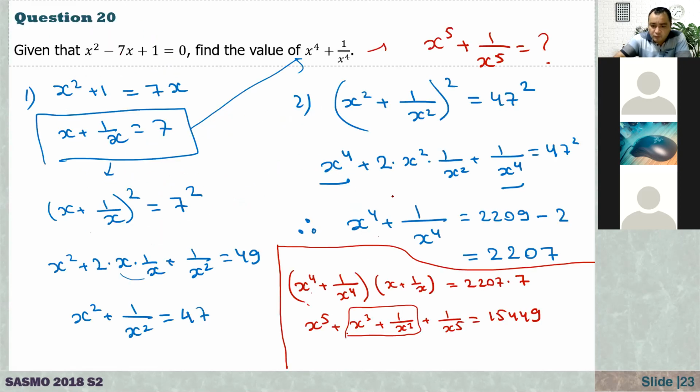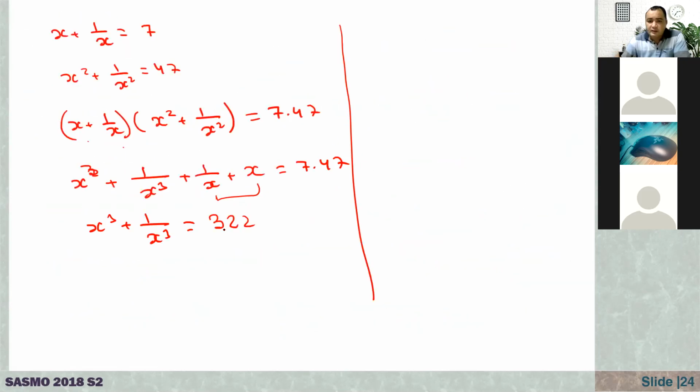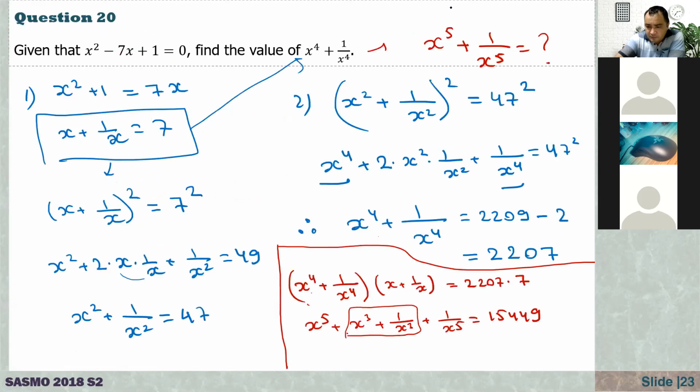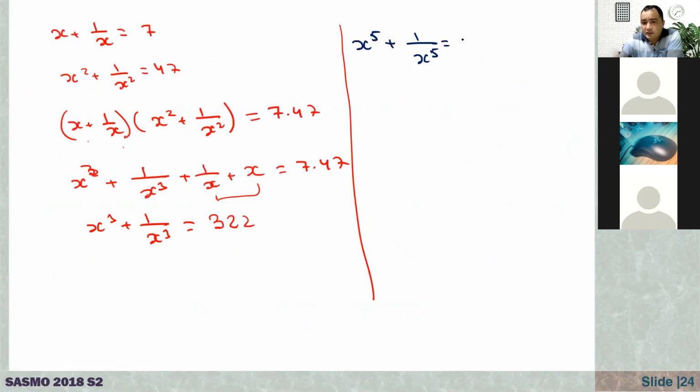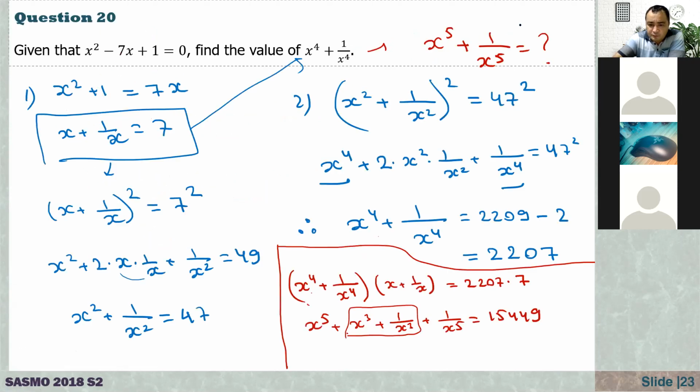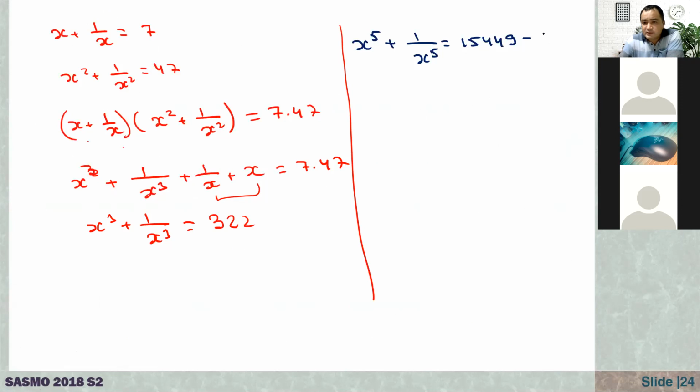Now, if we get back to our question, x to the power of 5 plus 1 over x to the power of 5 is equal to 15,449 minus x cubed plus 1 over x cubed. That is 322. So 15,449 minus 322 is equal to 15,127.